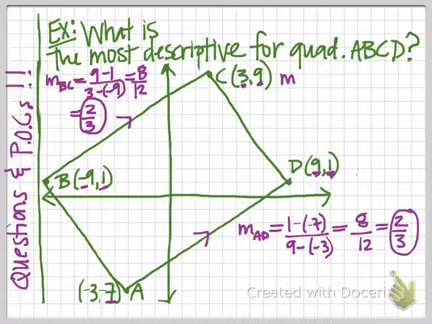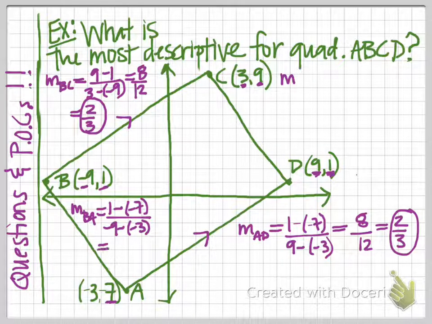Now I'm going to take a look at the other two sides. Let's take a look at BA first. I'm going to do it right here. The slope of BA, I'm going to look at my y values. 1 minus negative 7. My x values, negative 9 minus negative 3.